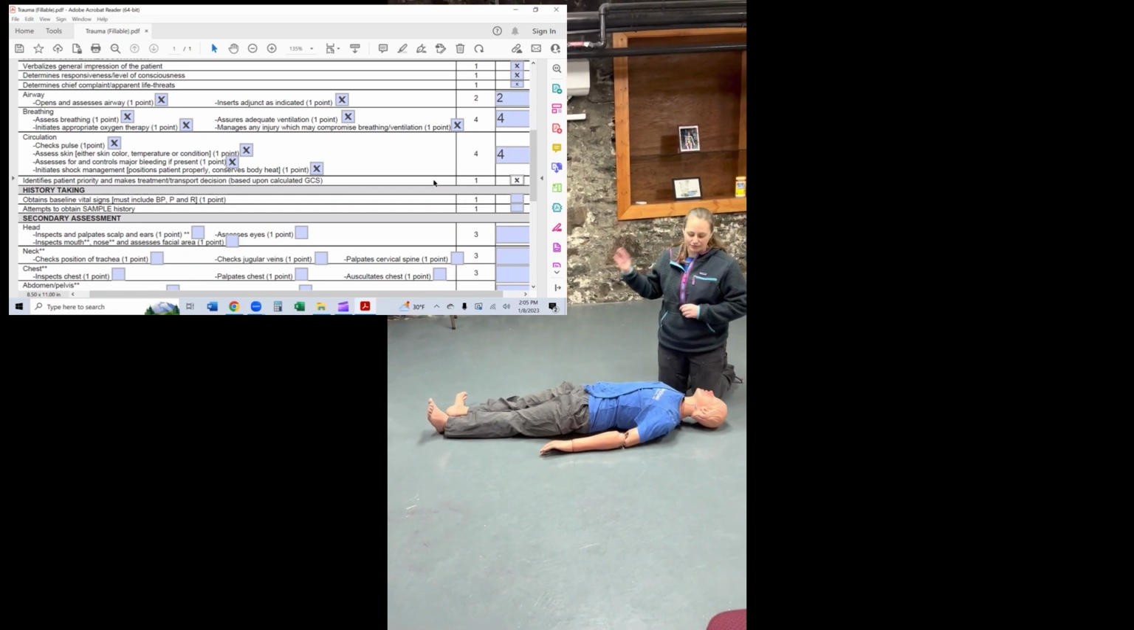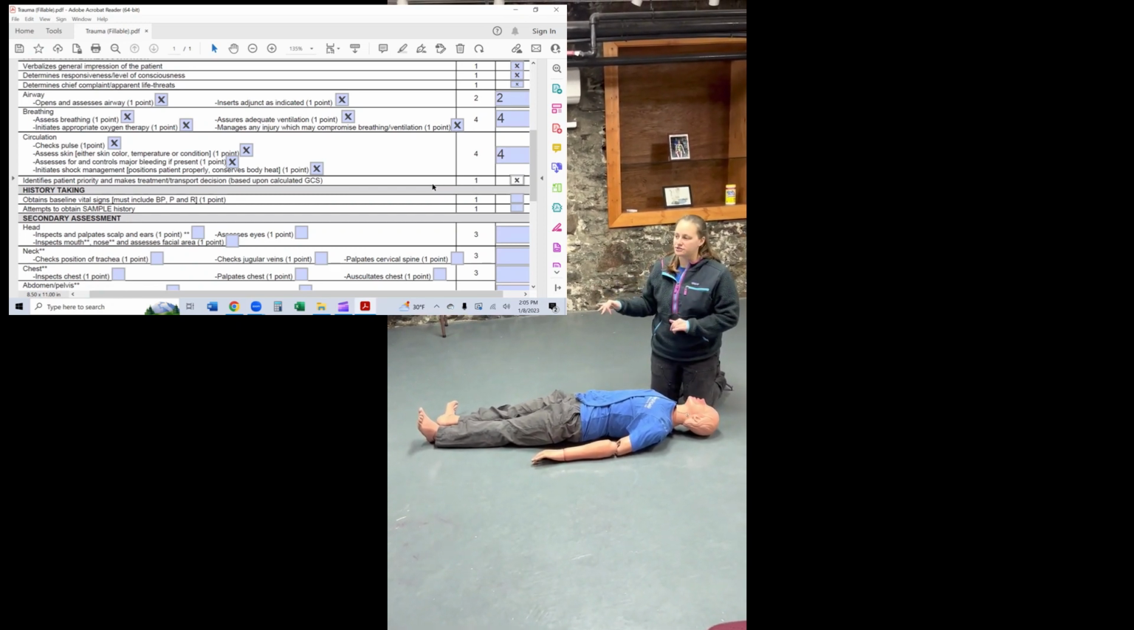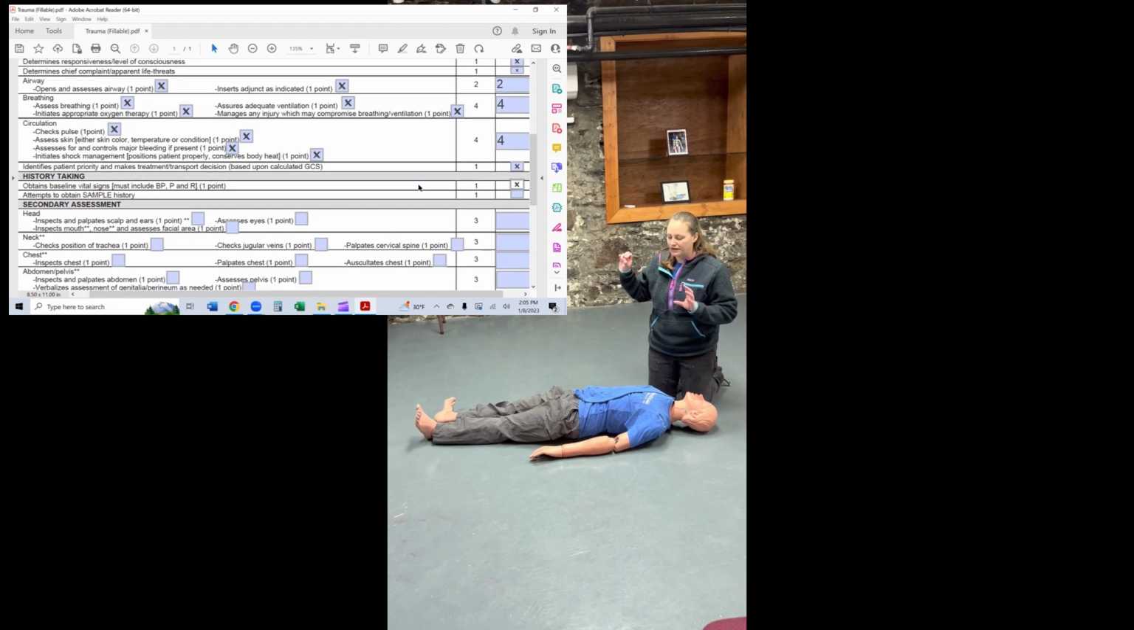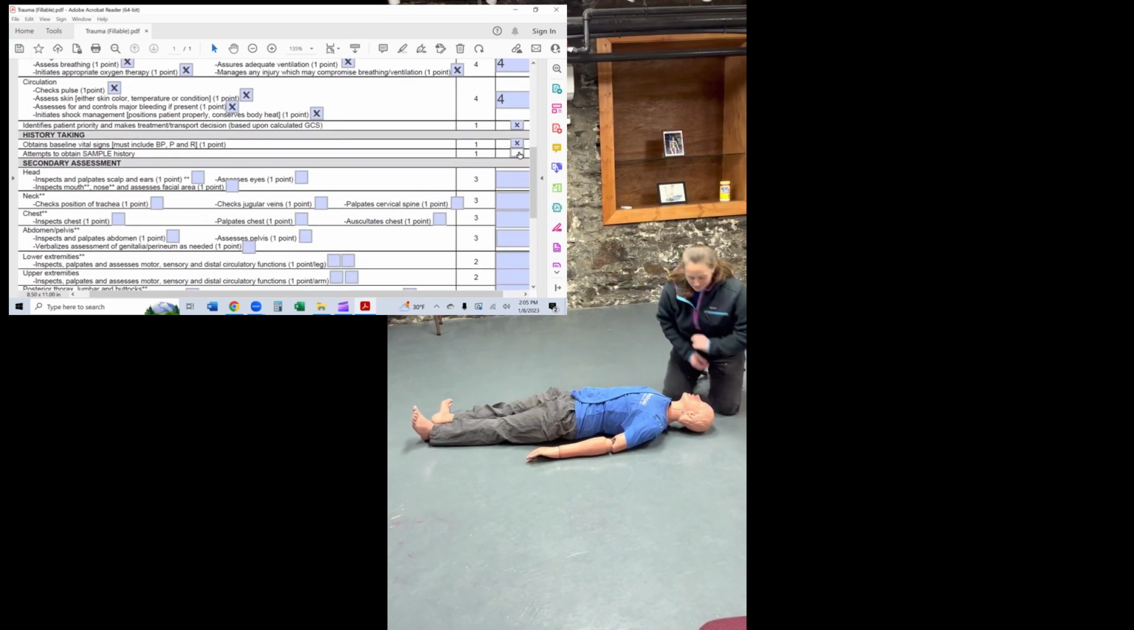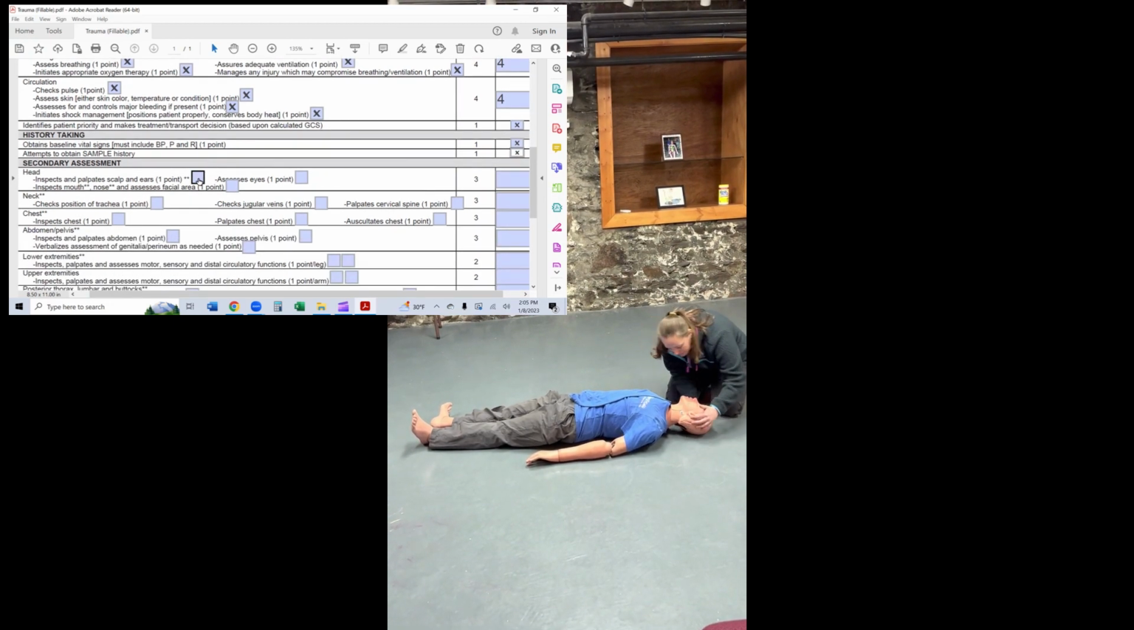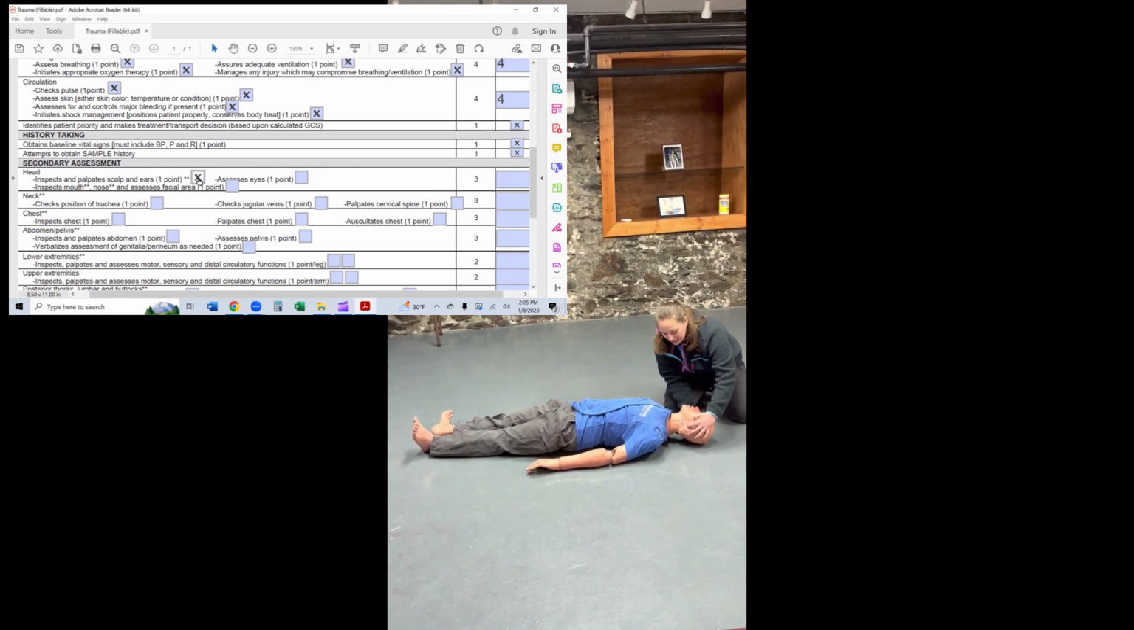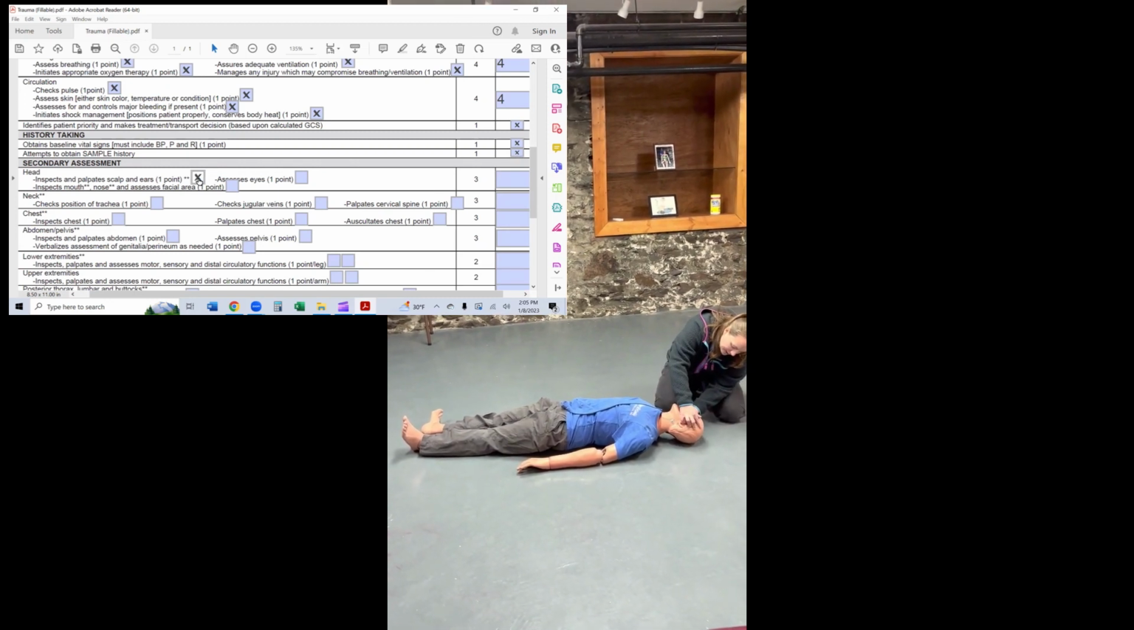So while I'm doing the assessment, I'm gonna have my partner get a full set of vitals, including blood pressure, and I'm gonna have them also get a SAMPLE history. So I'm starting with the head, checking behind the ears. Just stop me if I find anything. Checking the ears, pushing on the forehead.